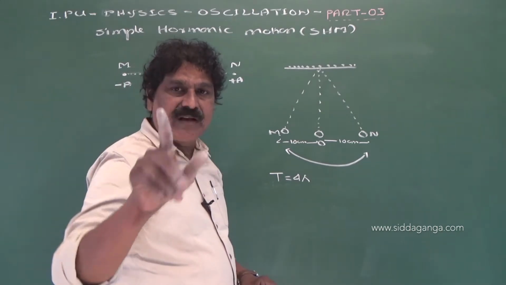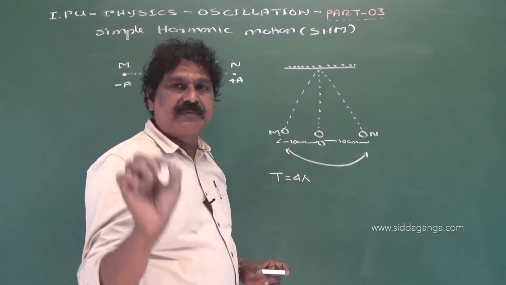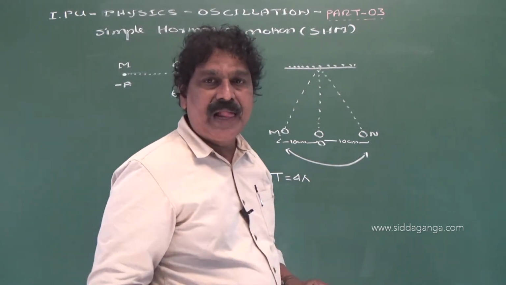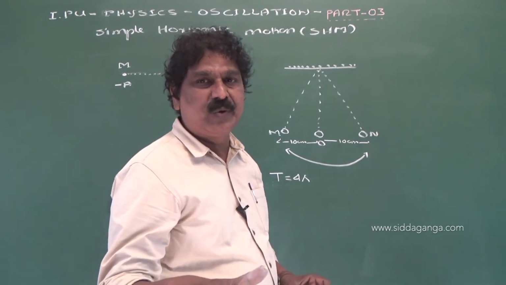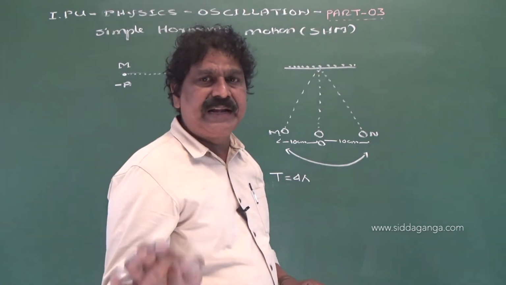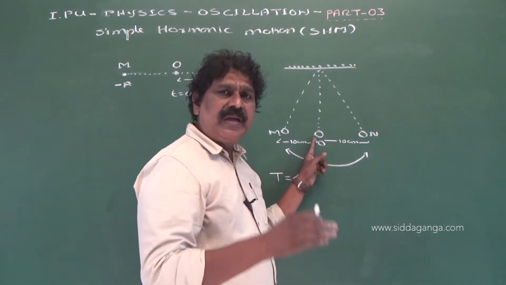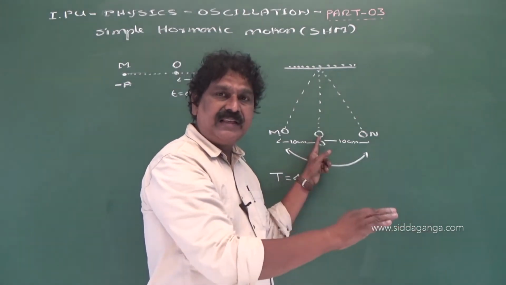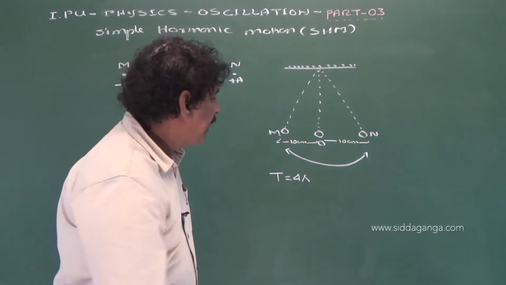One, the length of the simple pendulum, that is the length of the string, the distance from the point of suspension to the center of gravity of the bob, and acceleration due to gravity at a place. Since acceleration due to gravity at a place is constant, the time period depends only on the length. Now if length changes, then only the period changes.